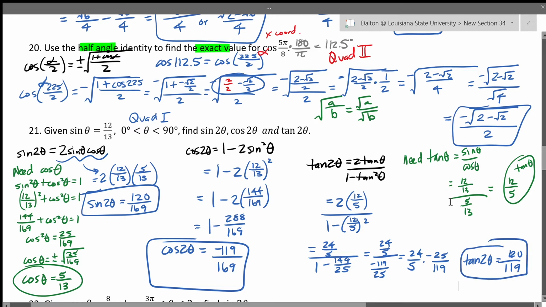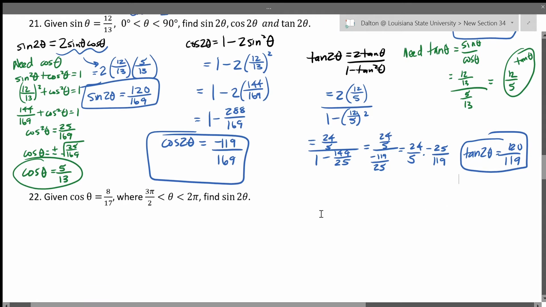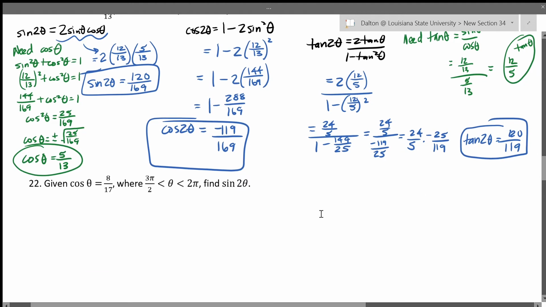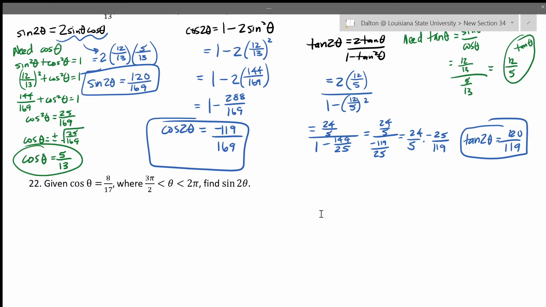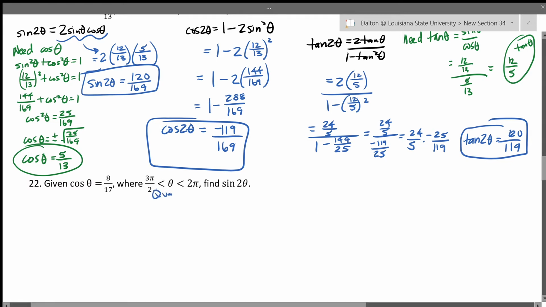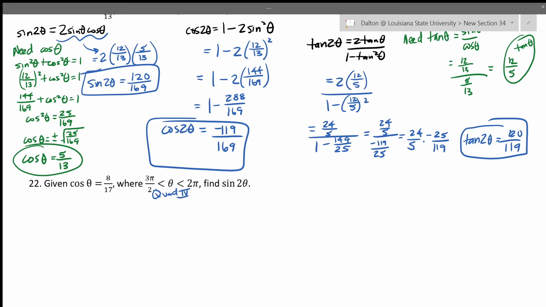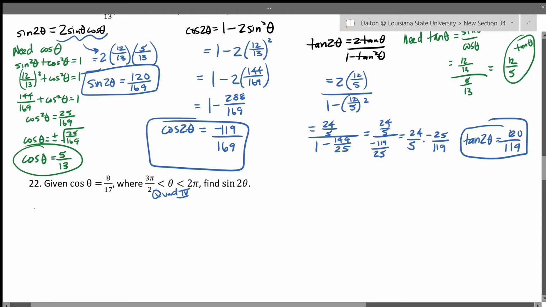Last question on this, number 22. Given cosine of theta is 8 over 17, where theta is between 3 pi over 2 and 2 pi, in other words, this is quadrant 4, find the sine of 2 theta. I always like to write what it wants me to find. If it's asking me to find the sine of 2 theta, that identity, which we wrote earlier, is 2 sine theta cosine theta.